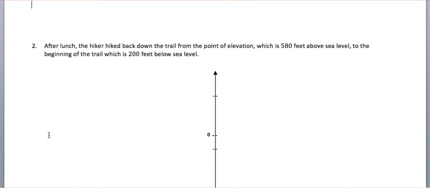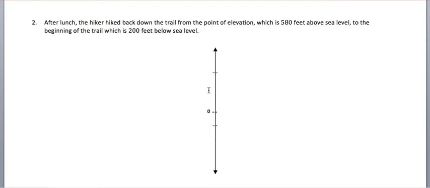After lunch, the hiker hiked back down the trail from the point of elevation, which is 580 feet above sea level, to the beginning of the trail, which is 200 feet below sea level. 580 above sea level, which is our location. So we've labeled our vertical number line with 580 feet above sea level and 200 feet below sea level, which would be negative 200.